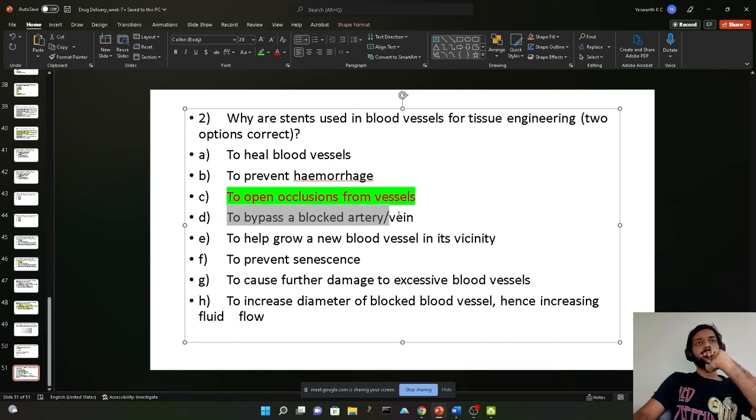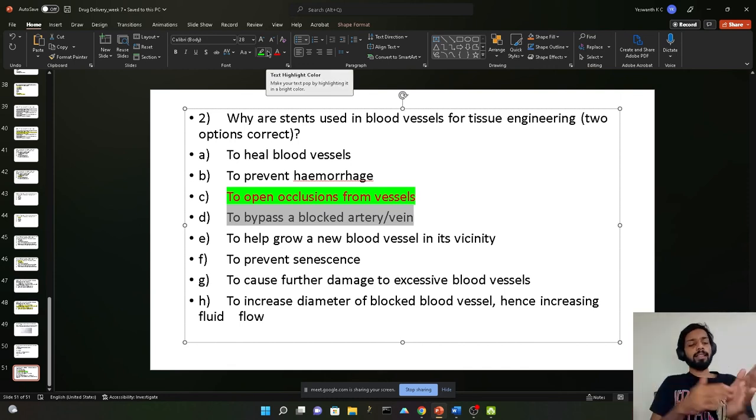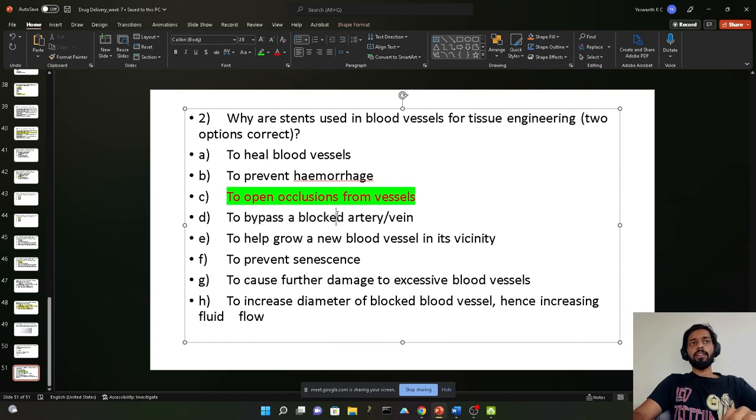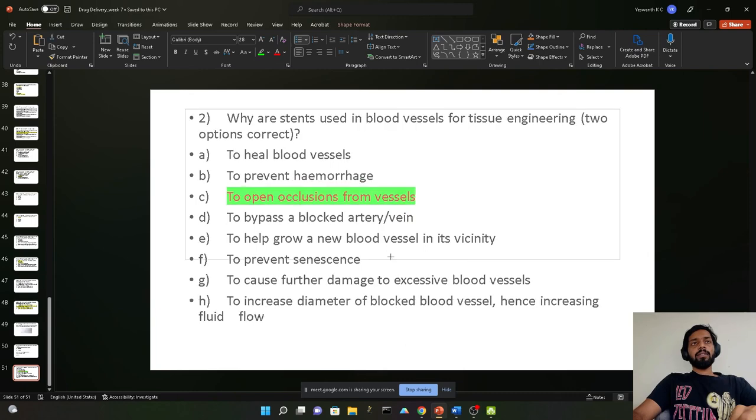To bypass a blocked artery or vein. We are not bypassing anything here. Bypassing is having an alternate route for the blood to flow through. So we're not bypassing anything here, so it might not be a correct option. Can you explain the bypass one? That was my problem actually. I thought it may be to bypass the blocked artery or vein.